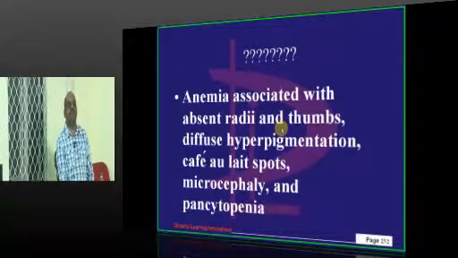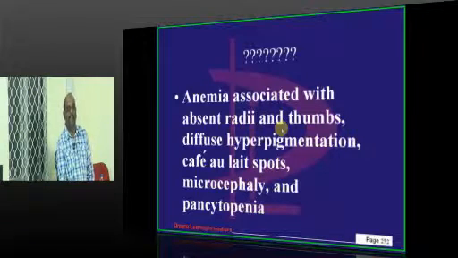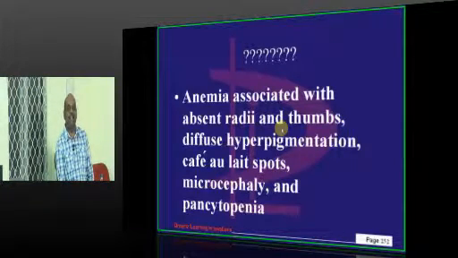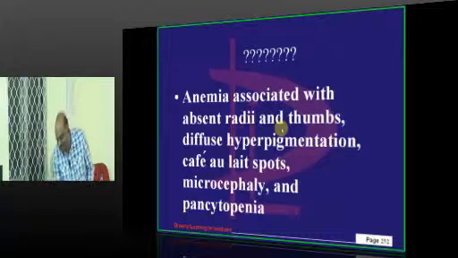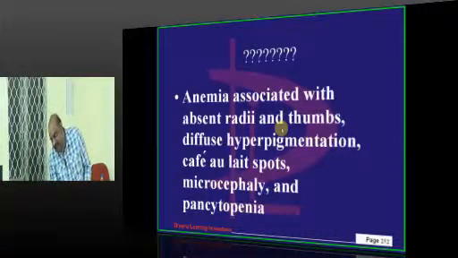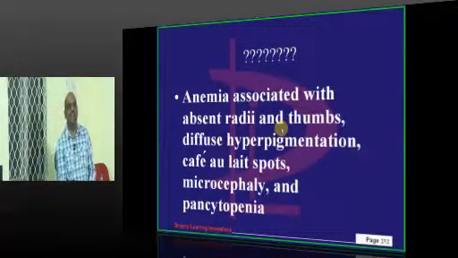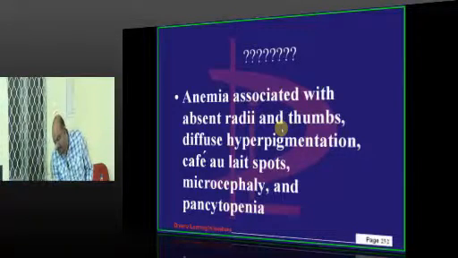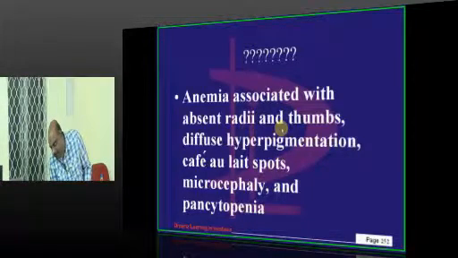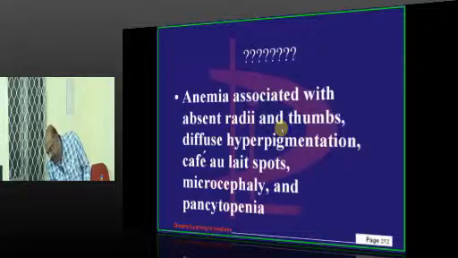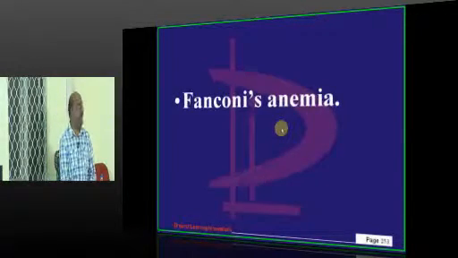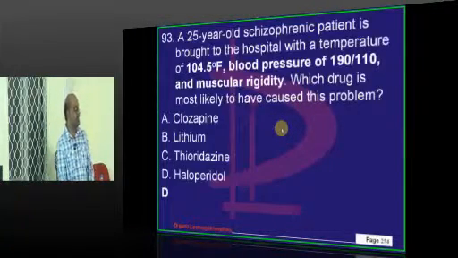Which anemia am I talking about? Yes, one confident answer. That's right. Tar is a good guess by Dr. Anuja. Fanconi is Anantapur, Dr. Pallavi. Everybody answer it as Fanconi. That's right, Fanconi is the correct answer.